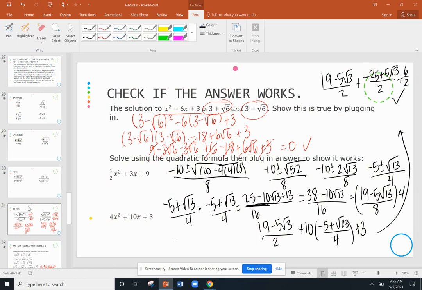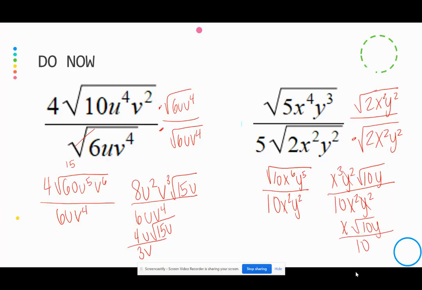Writing I did on the first go around, and I'll explain it very thoroughly. So if we take a look, we have the square root of 6u to the v to the fourth and the square root. We can't have a square root in the denominator, so we multiply by the square root of 6uv to the fourth in the numerator and the denominator. Then I take this and multiply it with this, and I get 60u to the fifth, v to the sixth, with the 4 on the outside.